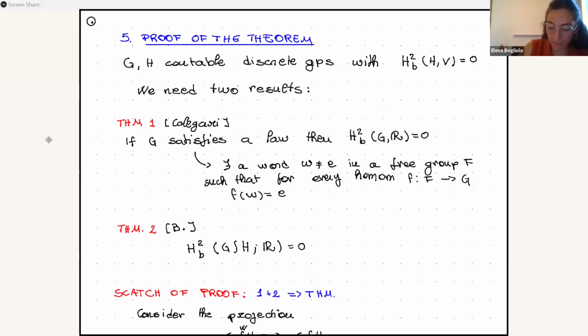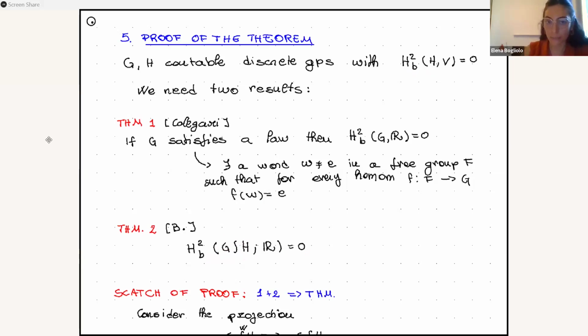And this theorem is the reason why we require the subset W of F infinity to be different from the empty set. And the second result that we need is the fact that whenever we have a wreath product between a group G and a group H with the hypothesis of our theorem, then the second bounded cohomology of this wreath product with real coefficients is also equal to 0.